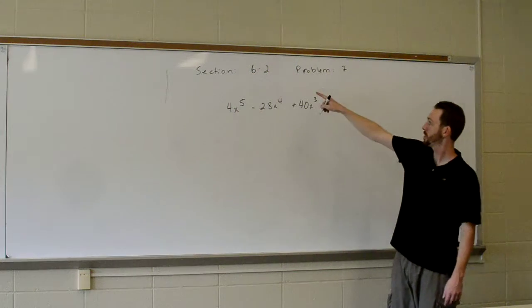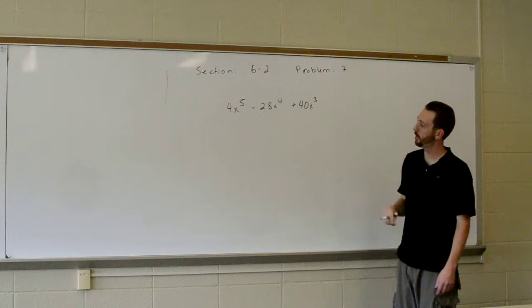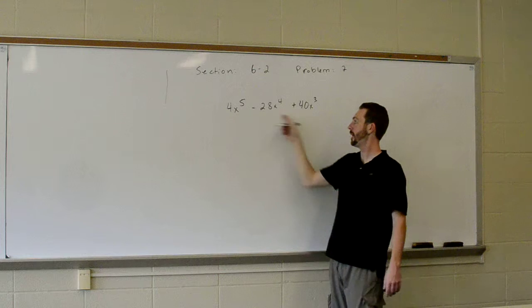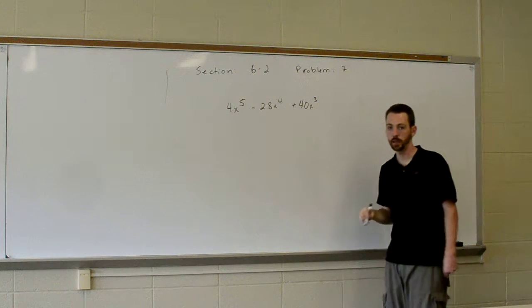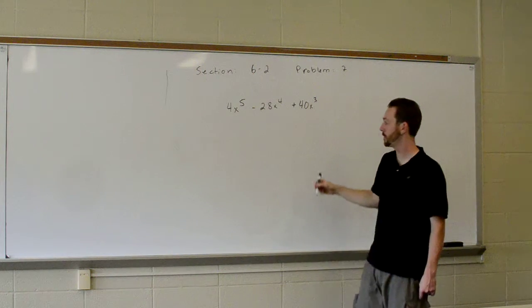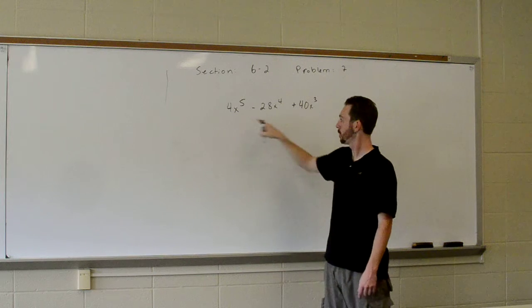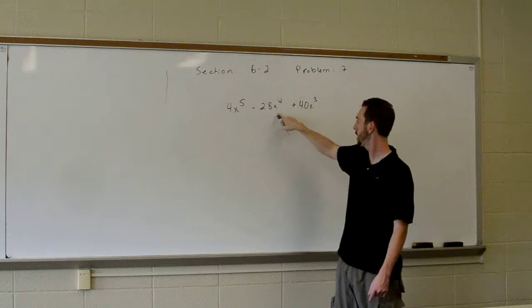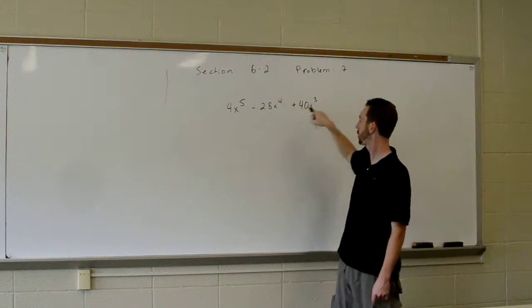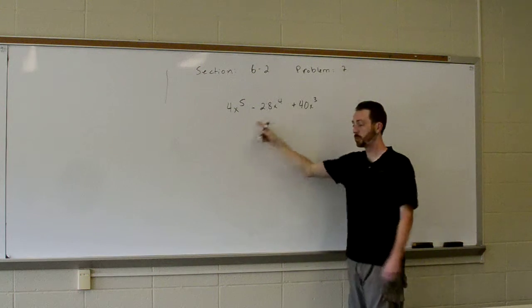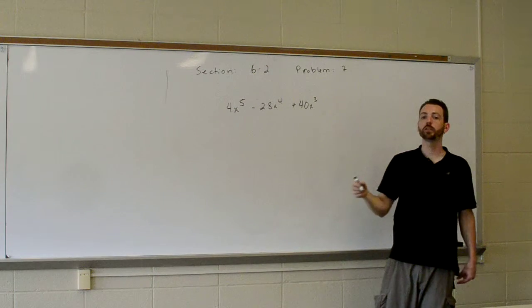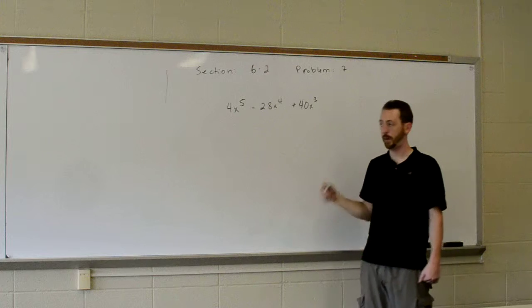Here we're doing section 6.2, problem number 7 from the book. It asks us to factor this trinomial completely. Now, all of our factoring techniques that we've learned with trinomials require us to have a squared term and x, or a to the power 1 term and a constant term, which we don't have here. So that tells us that we need to look for a greatest common factor first.